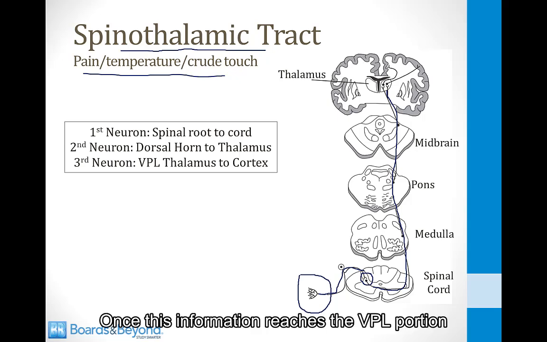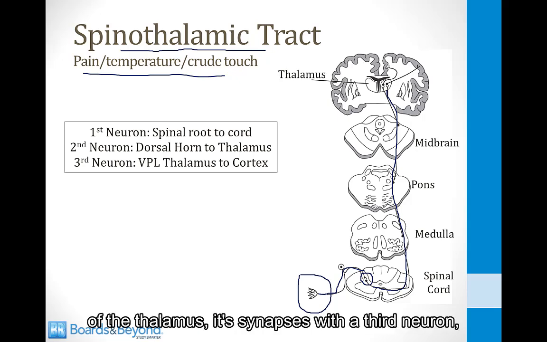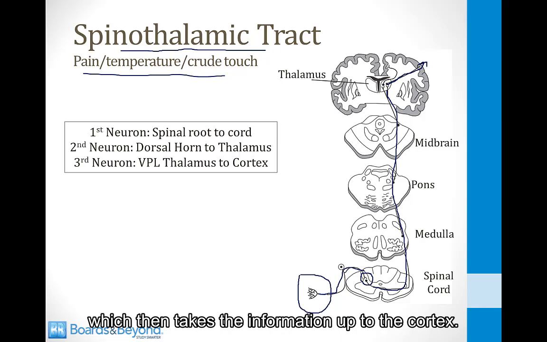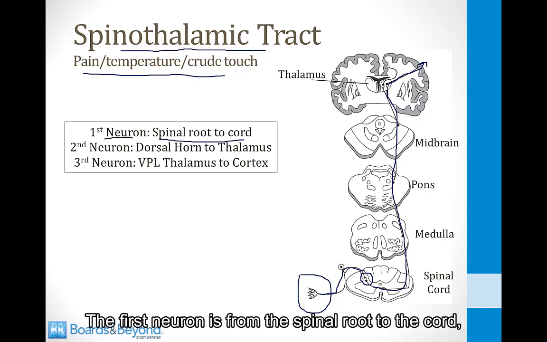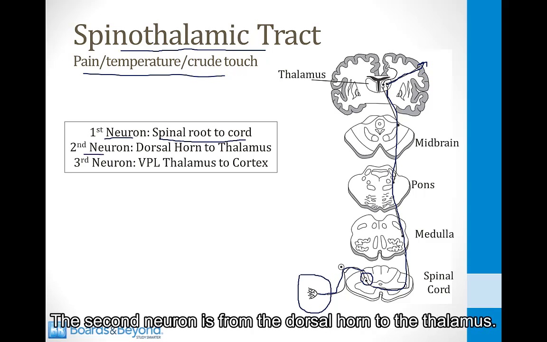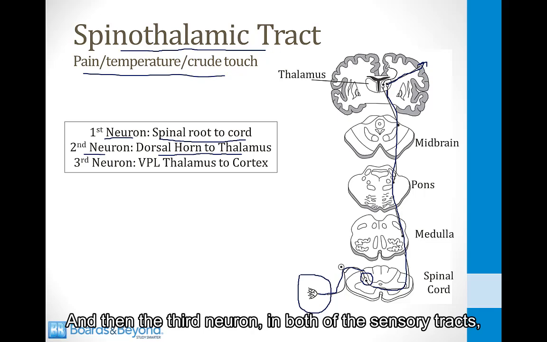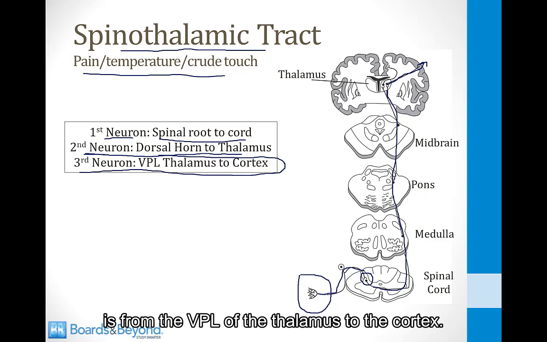Once this information reaches the VPL portion of the thalamus, it synapses with a third neuron, which then takes the information up to the cortex. So this is a 3-neuron system, and both of the sensory tracts in the body use a 3-neuron system. The first neuron is from the spinal root to the cord, where it synapses. The second neuron is from the dorsal horn to the thalamus. And then the third neuron in both of the sensory tracts is from the VPL of the thalamus to the cortex.